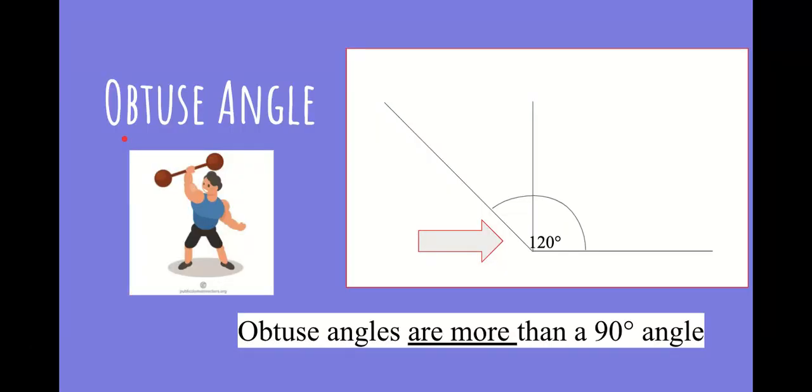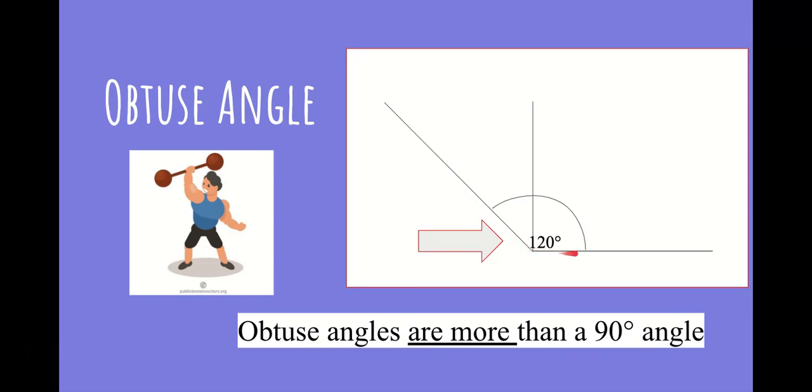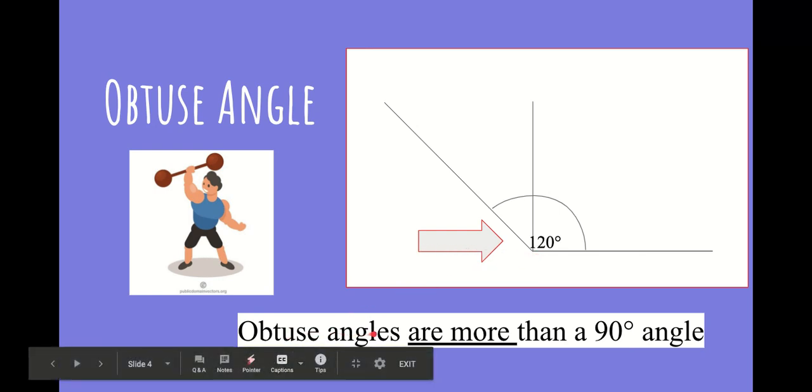An obtuse angle. Obtuse, I say the word in a funny way because it kind of reminds me of a weightlifter lifting big weights. Obtuse means big. So an obtuse angle here is more than 90 degrees. In fact, you can see the arc is reaching more than 90 degrees. It does not have to be 120 degrees. It could be 130 degrees, 140, all the way up to 180 degrees, which would be a straight line. So obtuse angles are more than a 90-degree angle.